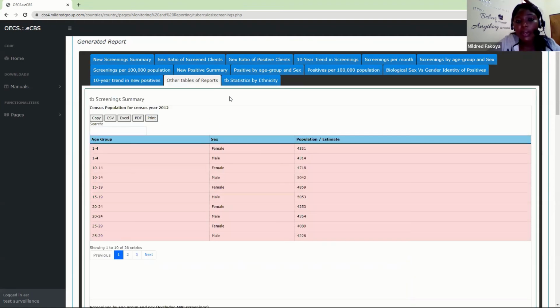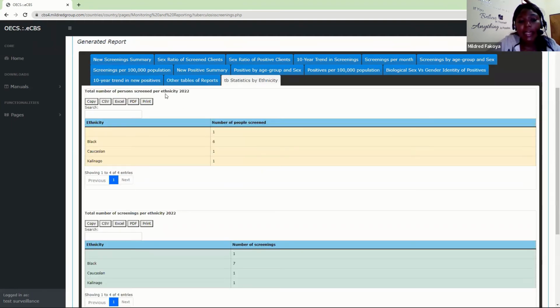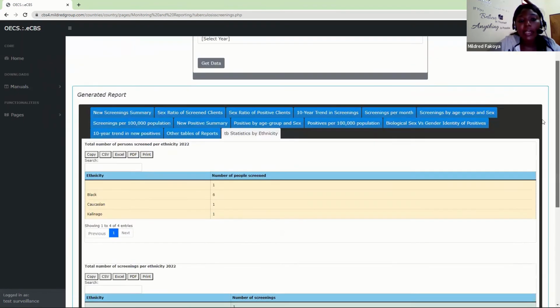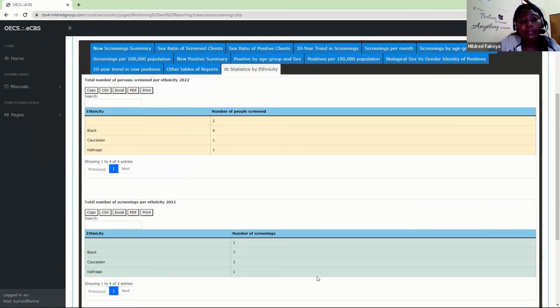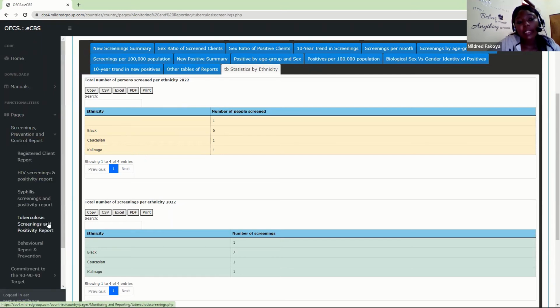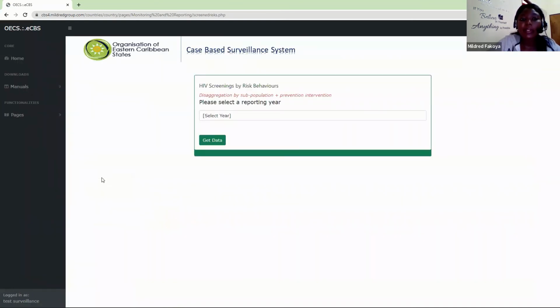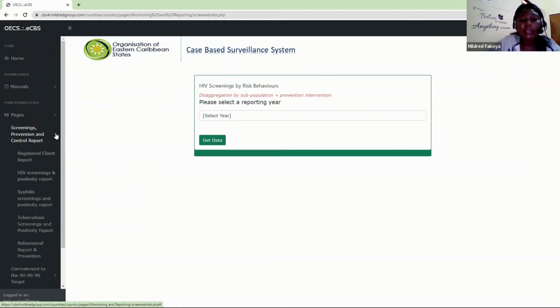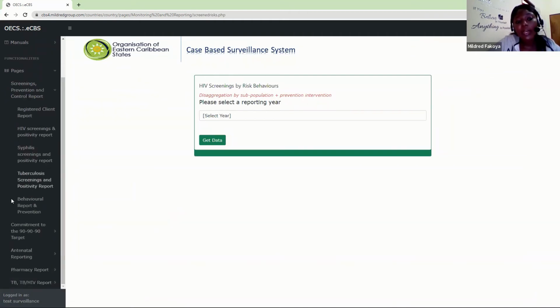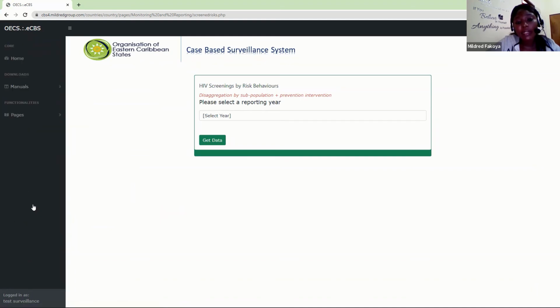Then we have the tables where you can export and the statistics by ethnicity. So here you can see if most of your TB cases are imported or they are from within. So we have looked at HIV, syphilis, TB, and we looked at the basic statistical analysis for the basic reporting for screenings. Now, the system does a disaggregation by key population, but because we want to avoid labels, we use risk behaviors instead of labeling the clients. And so for this, you will look at behavioral reports and prevention statistics.